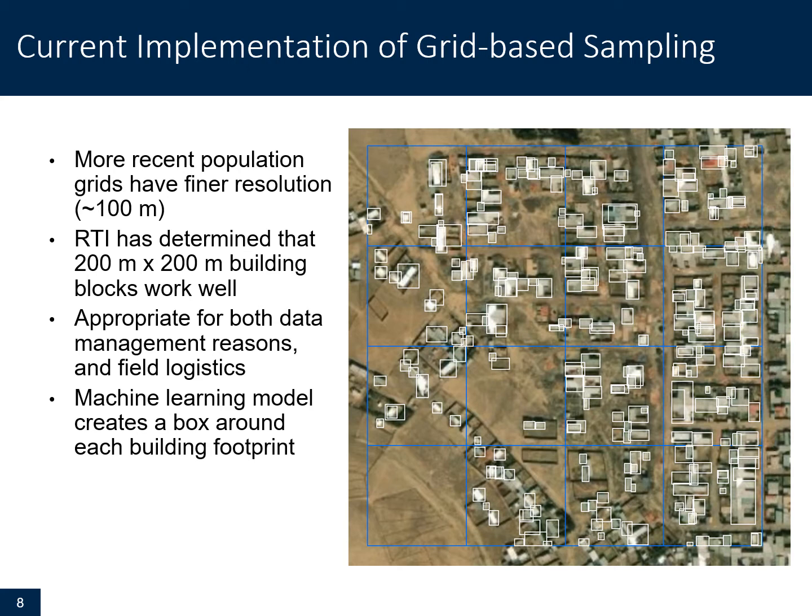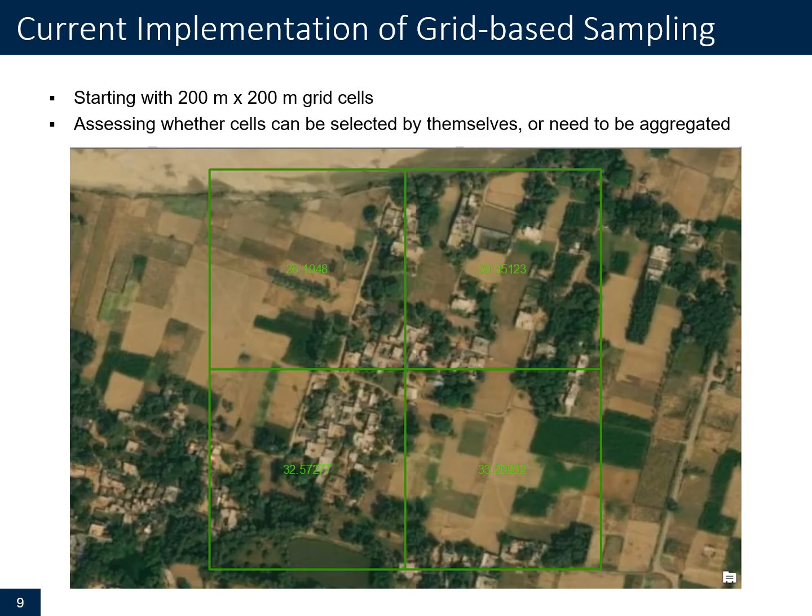In our most recent implementation of geosampling, we use an approximately 100-meter resolution population estimation raster. This was then aggregated up to larger gridded areas to create sampling units that were manageable in terms of logistics and data management. The machine learning model then identified all buildings within the aggregated area. To generate the sampling units, we started with aggregated 200-meter by 200-meter grid cells. We then assessed whether these cells could be selected by themselves or they needed to be aggregated. The goal of the project was to identify 30 buildings per sampling unit to send our survey staff to.